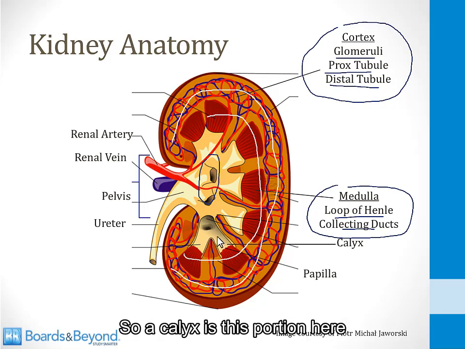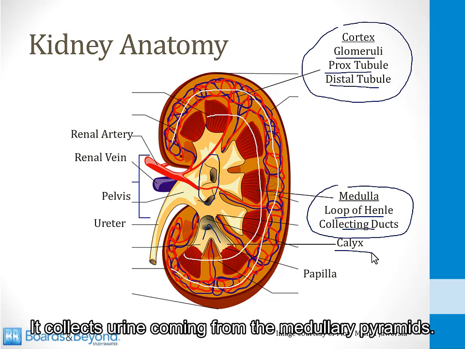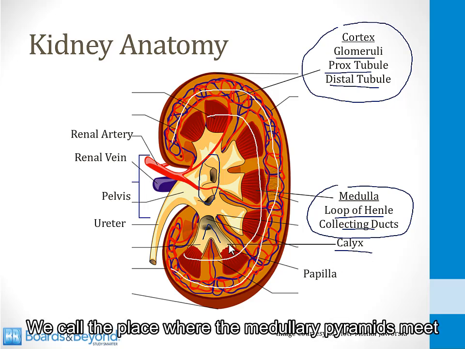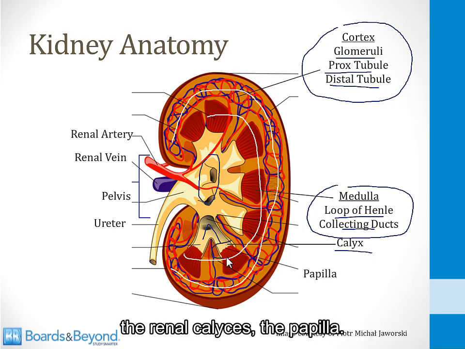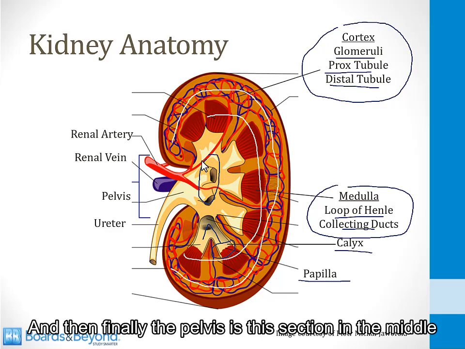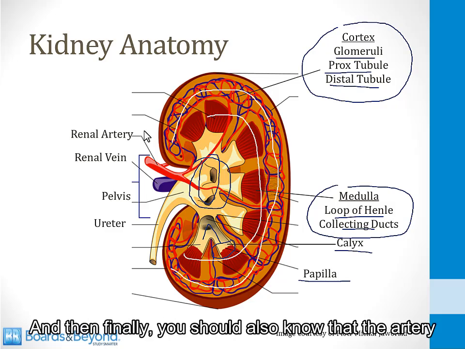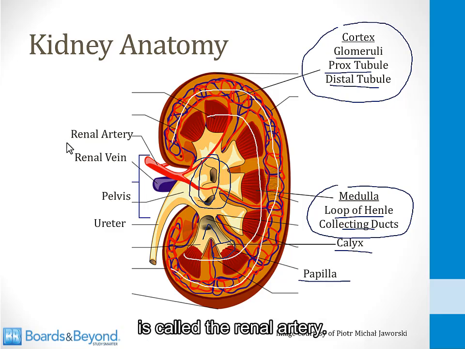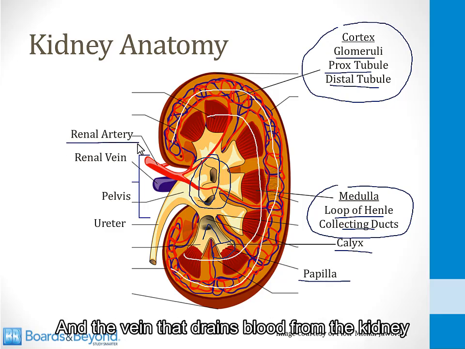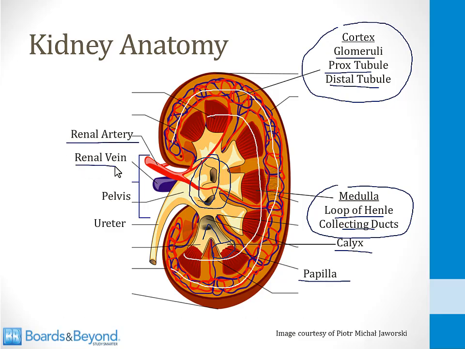It's also important as a medical student that you know some of the names associated with the collecting system. So a calyx is this portion here I'm highlighting with my pen. It collects urine coming from the medullary pyramids. We call the place where the medullary pyramids meet the renal calyces the papilla, so that's the renal papilla. And then finally, the pelvis is this section in the middle that is collecting urine coming from all the medullary pyramids. And then finally, you should also know that the artery that delivers blood flow to the kidney is called the renal artery, and the vein that drains blood from the kidney is called the renal vein.